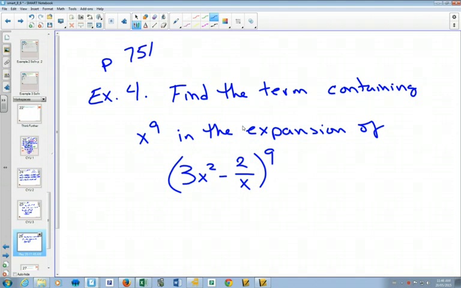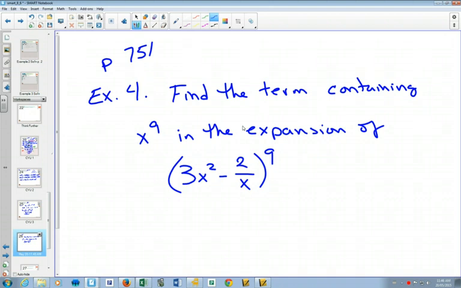So if you expanded this and simplified it, there would be 10 terms. One of those terms has an x to the 9 in it. We don't know which one. So one way, the long way to go about this, is to find all 10 of them, simplify all 10 of them, and then once you find out which one has the x to the 9, then you can write that as your answer. Okay, we're going to look at a pattern way to find out which term has it, so we don't have to go through all of that.